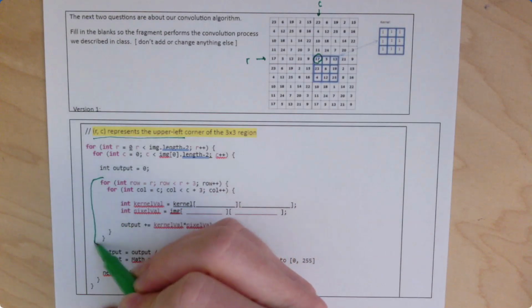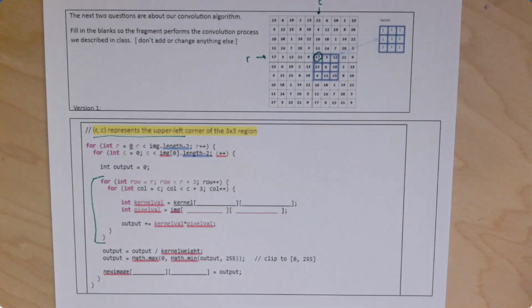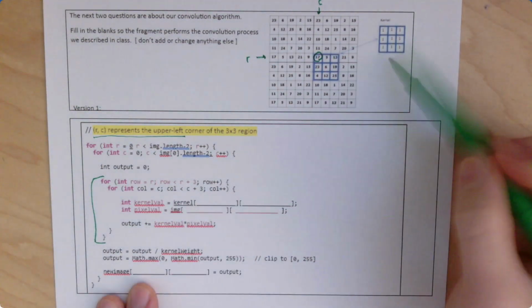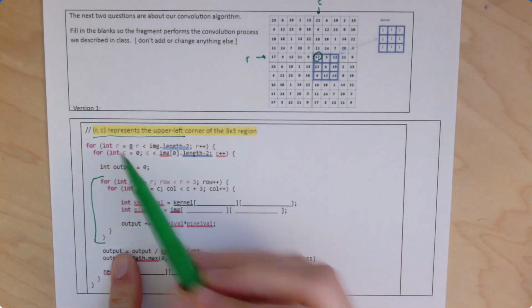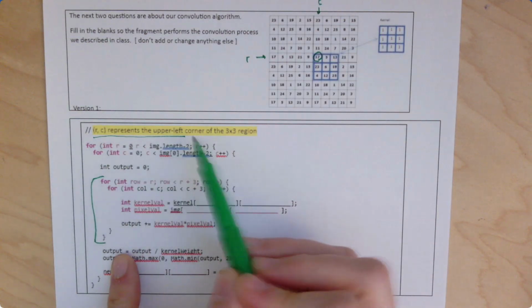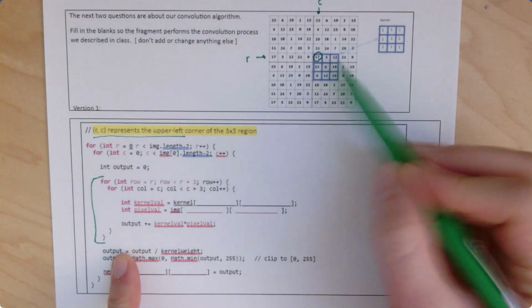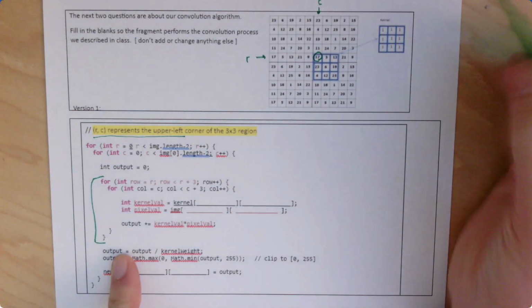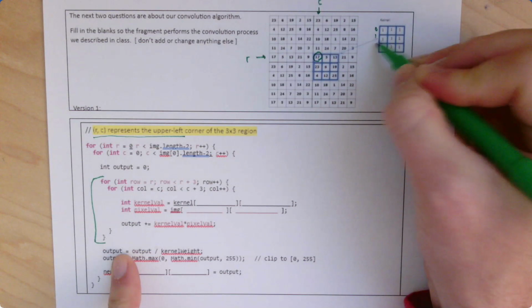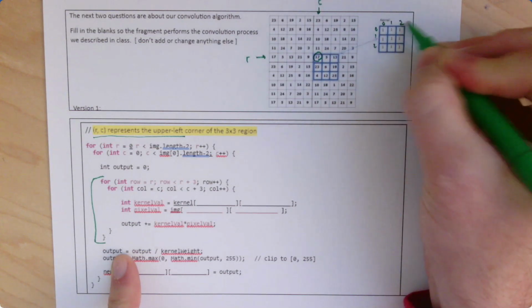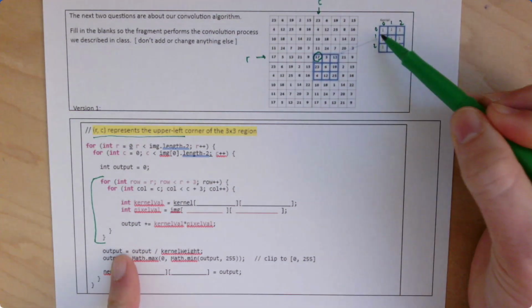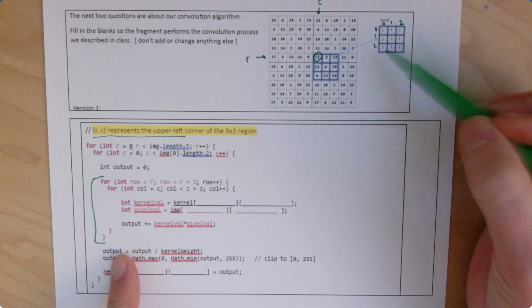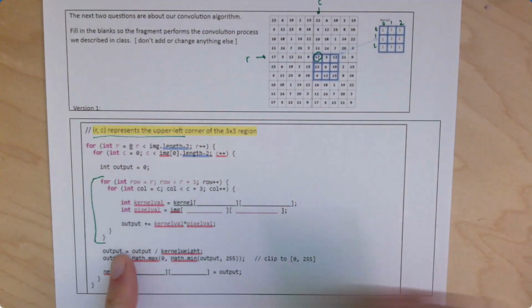Well, I know that row and col have to be about the kernel. And the reason I know that is because I've already defined R and C up here as the 3 by 3 region in the image. So if row and col are supposed to be about the kernel, I need them to only loop over indices 0 to 2. Right now, let's look and see what they seem to be looping over.